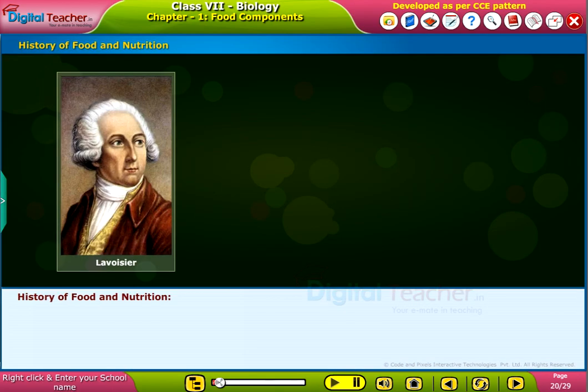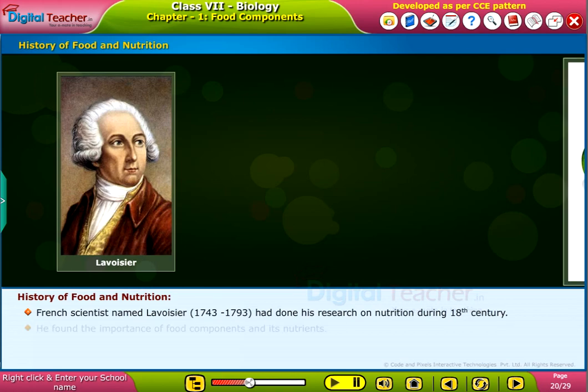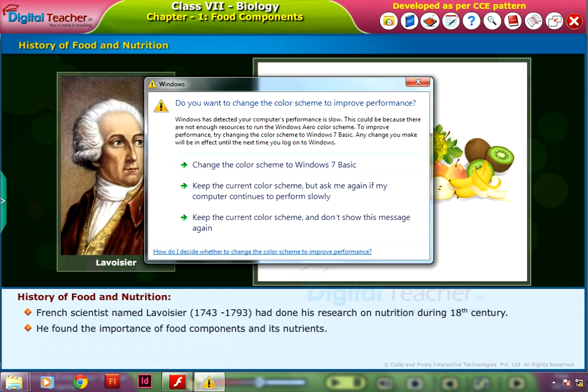Now, let us know about the history of food and nutrition. French scientist named Lavoisier, 1743 to 1793, had done his research on nutrition during the 18th century. He found the importance of food components and its nutrients.